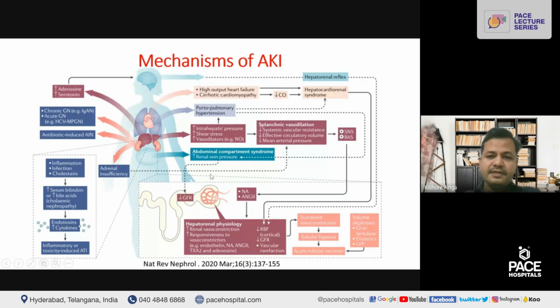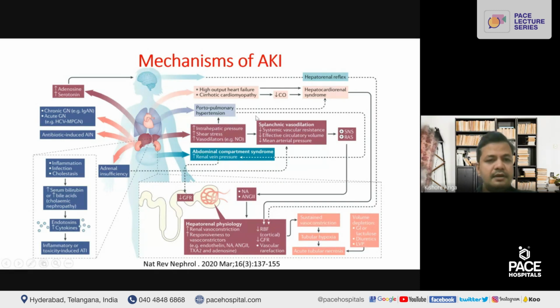The other one is the cardiac related. Normally, as you all know, there is increased cardiac output in patients with cirrhosis. Gradually, as the cirrhosis worsens or the disease worsens, there is cirrhotic cardiomyopathy where there is decrease in the cardiac output. So ultimately, that will lead to decreased blood supply to the kidneys, and it will also lead to decreased GFR. So this is called hepatocardiorenal syndrome.